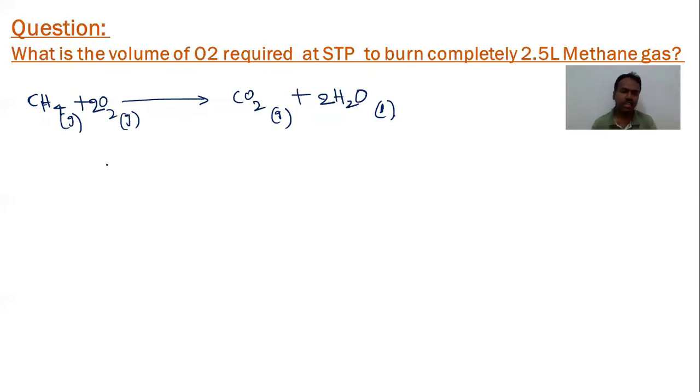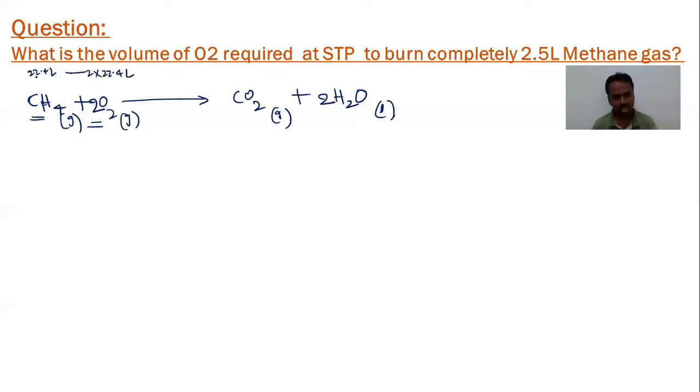Now see, they are asking for the relation between O2 and CH4, only these two. CH4, how many moles are there? 1 in this balanced equation. Here, how many moles of O2? 2 moles. 1 mole volume is 22.4 liters, so 2 moles is 2 into 22.4 liters.